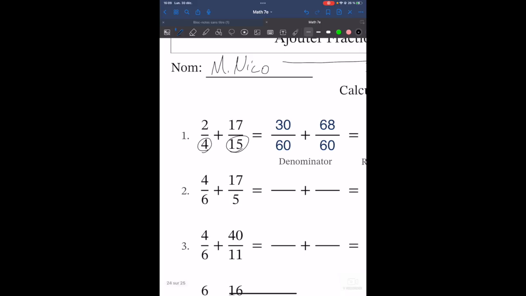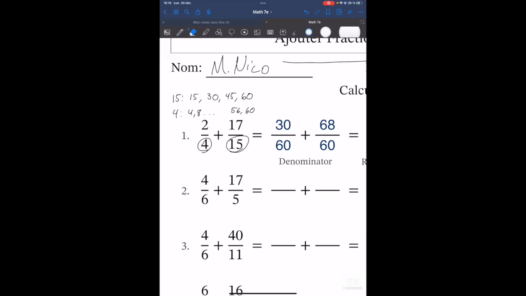So for example, for 15, the multiples are 15, 30, 45, and 60. Now I could do the same thing for 4, but I'm just going to skip ahead. 4, 8, dot, dot, dot. We got 56 and 60. So you could write out that whole list. For smaller numbers, it's a little bit easier.